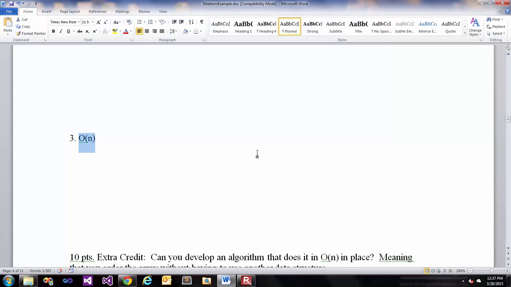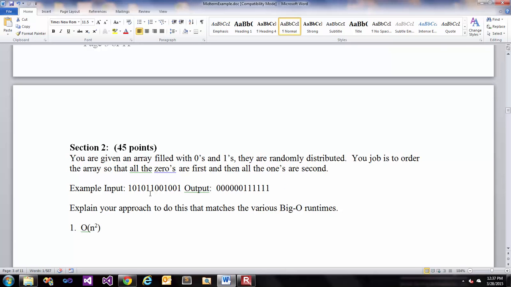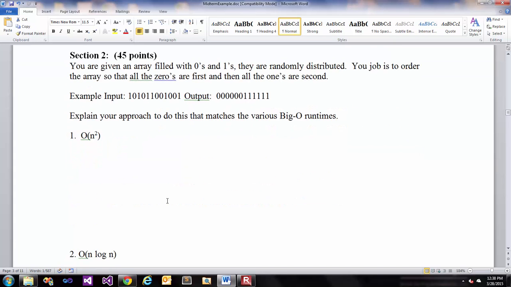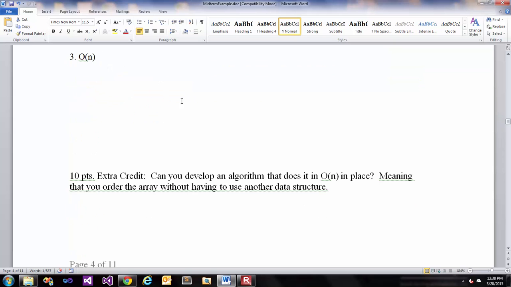Those are all approaches where you go through the array once. A second way is to count all the zeros and count all the ones, and then create the new array by putting in that many zeros and then that many ones. All of those require a separate data structure, and they don't really do it in place.